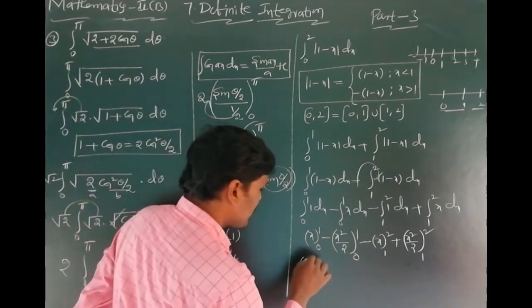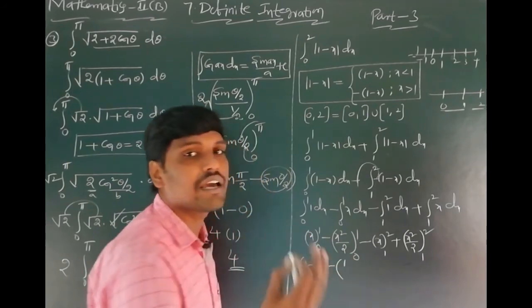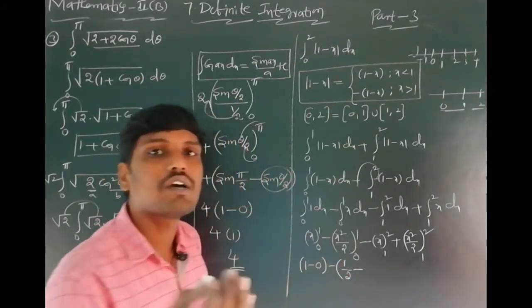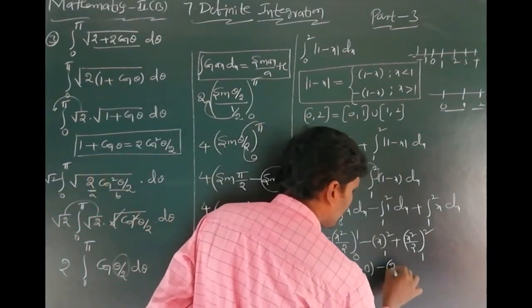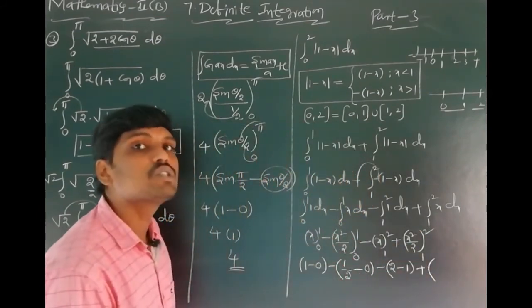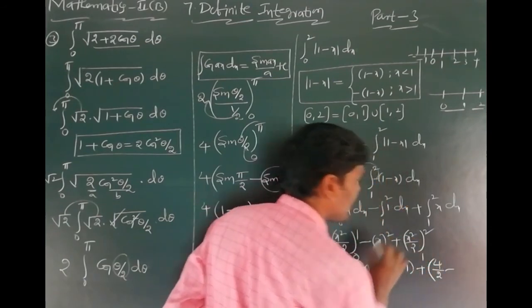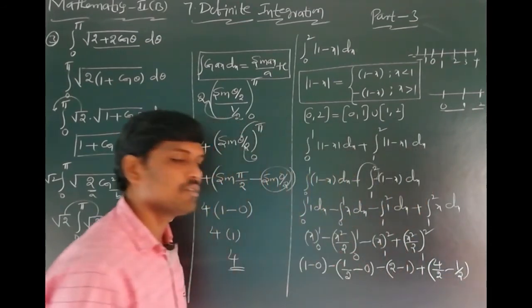Here upper limit is 1, minus lower limit is 0. Here upper limit 1 square, 1 square value is 1 by 2, minus 0 square. 0 square value is 0, 0 by something is also 0. Minus of upper limit 2, lower limit 1, plus here upper limit 2 square. 2 square value how much? 4 by 2, minus lower limit 1 square. 1 square value how much? 1 by 2. After that, simplify this total.